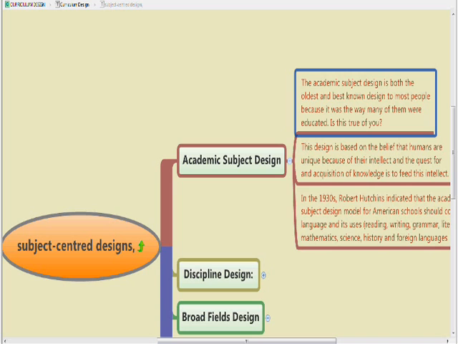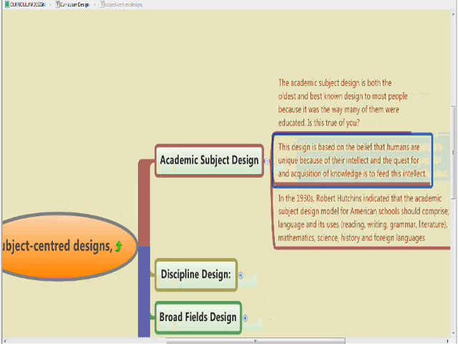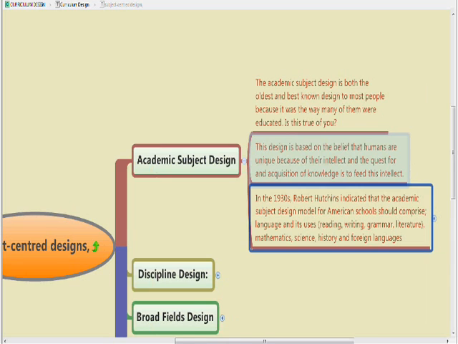This design is based on the belief that humans are unique because of their intellect and the quest for the acquisition of knowledge to feed this intellect. So it is believed that you naturally want to know. That's why you wanted to participate in the world of academics. And in 1930, it was indicated that the academic subjects design model for American schools should comprise language and its use, reading, writing, grammar, and literature, mathematics, science, history, and language.